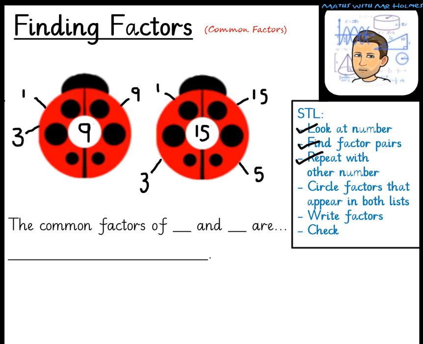And so now I'm going to circle the factors that appear in both lists. So that's 1 and 3. And that's it. So now I'm going to write the factors out. So the common factors of 9 and 15 are only 2. That's 1 and 3.